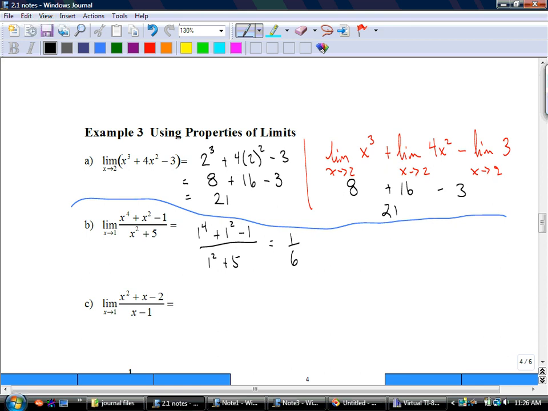Look at C. Substitute 1 in. Uh-oh, you can't substitute. So the only thing we can do is dig into our skulls and remember a little bit of grade 10 mathematics. Factor the numerator.